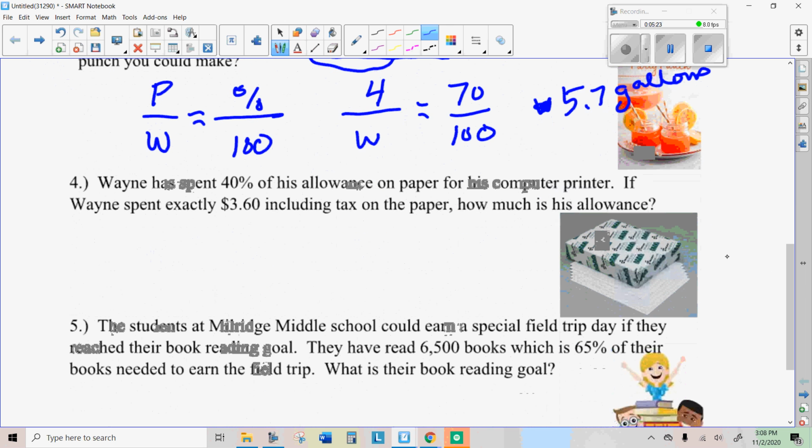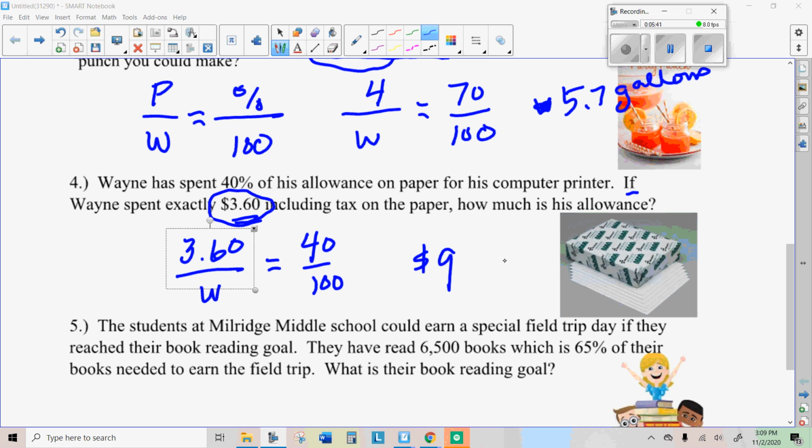All right. Wayne spent 40% of his allowance on paper for a computer printer. If Wayne spent exactly $360, including tax on the paper, how much is his allowance? So he's not spending all of his allowance. This is just part of it. So give it a shot. See if you can set it up.